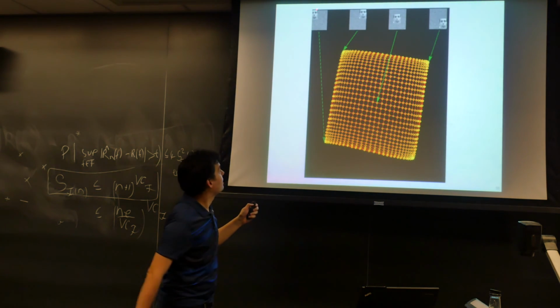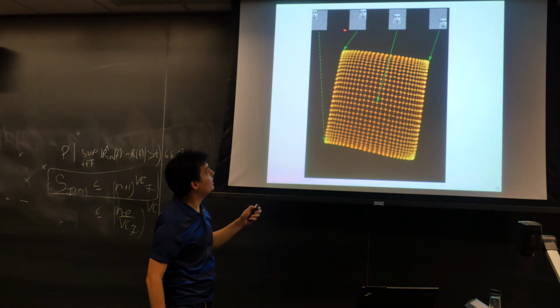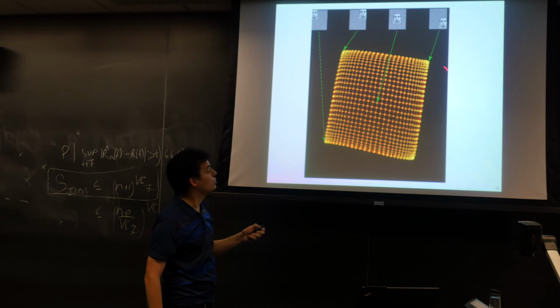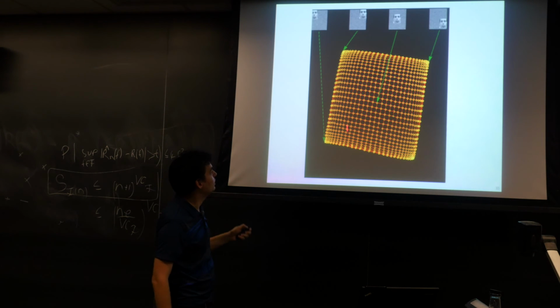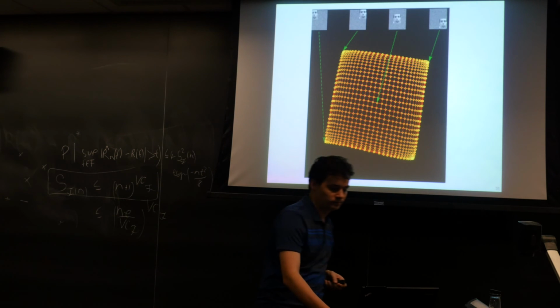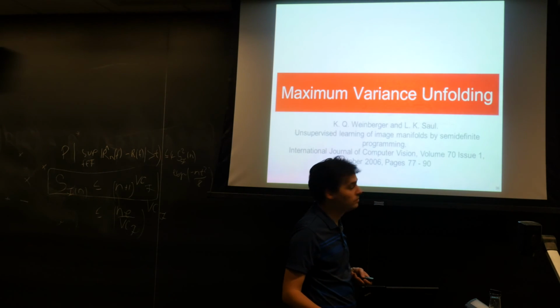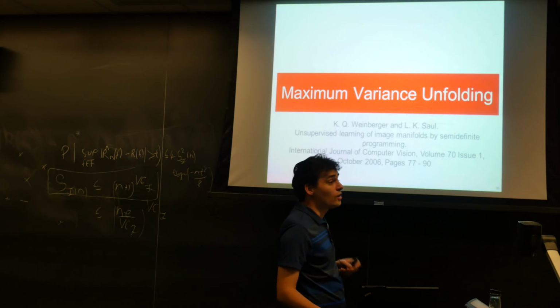In this data set, you have these shifted faces. And if you embed these images into 2D, then you would get this embedding where, say, this would correspond to this corner, this would correspond to this corner, this would be in the center, and so on. And yeah, in the slides, you can see some other examples. So I have to stop here.